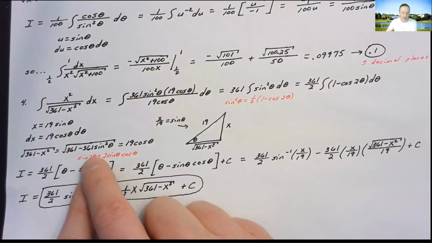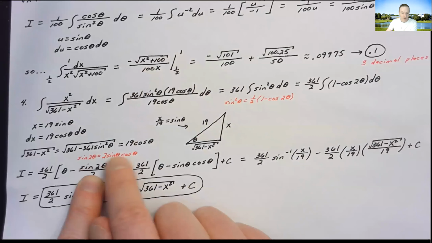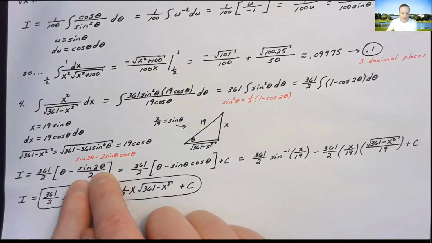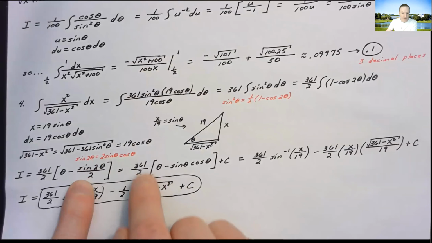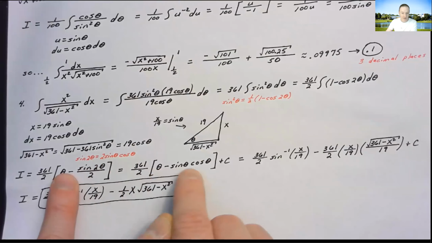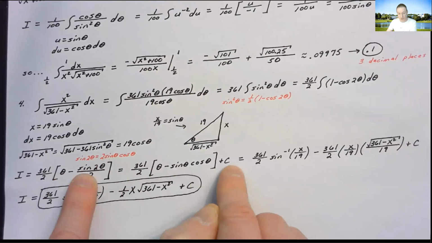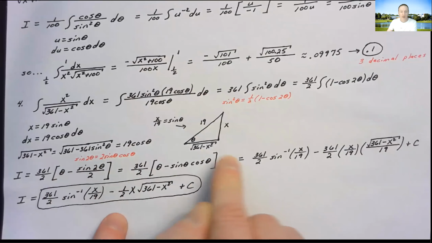I use the double angle identity. Sine of 2 theta is 2 sine theta cosine theta. This 2 and the 2 in the denominator cancel. And you'll be left with 361 times theta minus sine theta cosine theta, plus your constant of integration. Can't forget that since this is an indefinite integral.